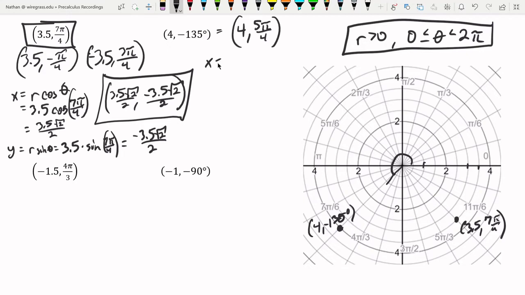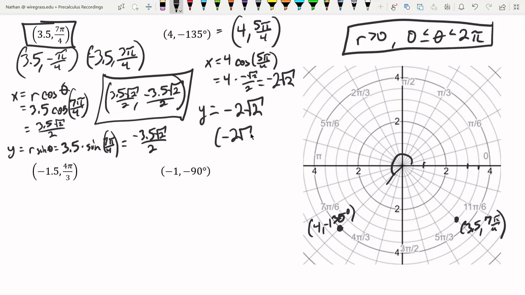Now, x is going to be r cosine theta, so 5 pi over 4. That's going to be 4 times cosine of, it's pi over 4, so it's a 45. That's going to be negative root 2 over 2, which gives us negative 2 root 2. And y will actually be the exact same thing. Sine of 5 pi over 4 is going to be negative root 2 over 2. So that gives us negative 2 root 2. Negative 2 root 2, negative 2 root 2 is the rectangular coordinates of that polar coordinate.